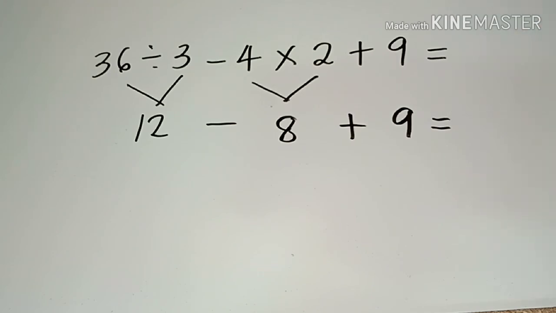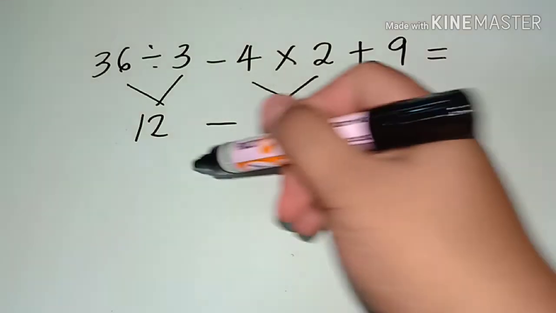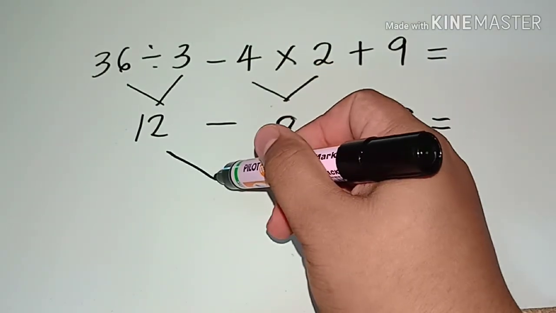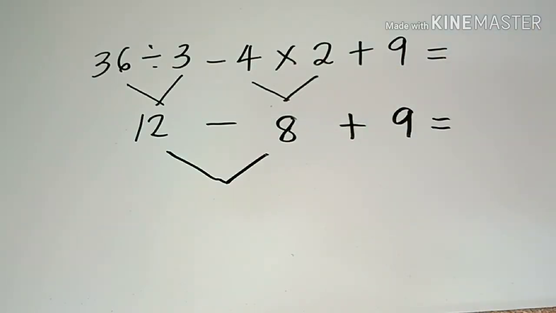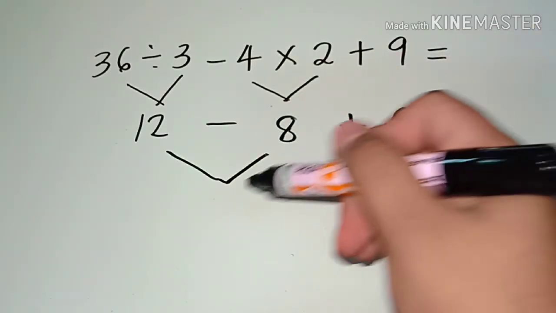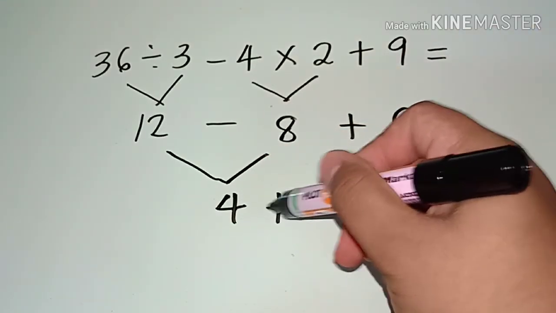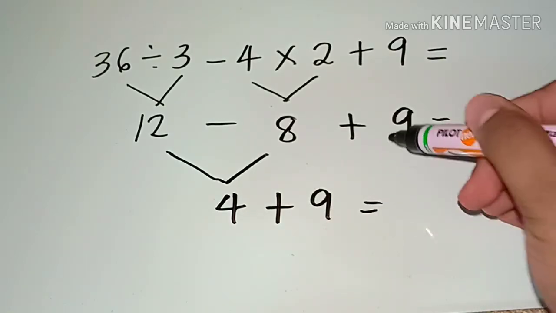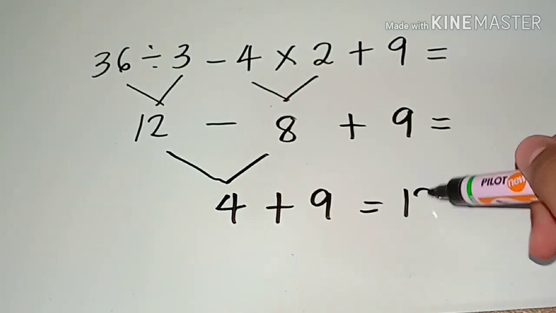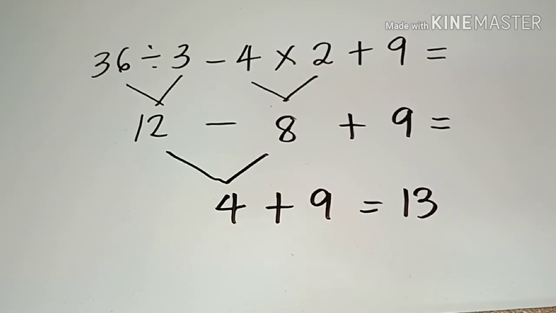After this one, we do addition or subtraction, whatever comes first again from left to right. So since subtraction rather comes first, you do it right away. It's not addition. So 12 minus 8 is 4 plus 9, because you copy this one, so it will give you 13. So that means 36 divided by 3 minus 4 times 2 plus 9 is equal to 13.